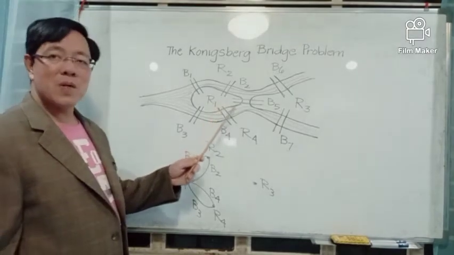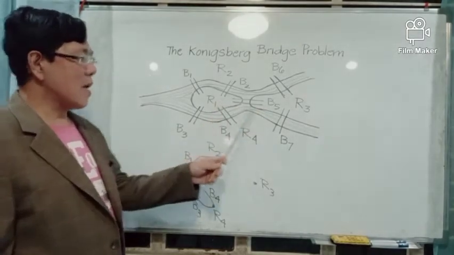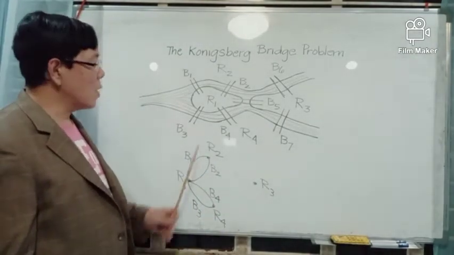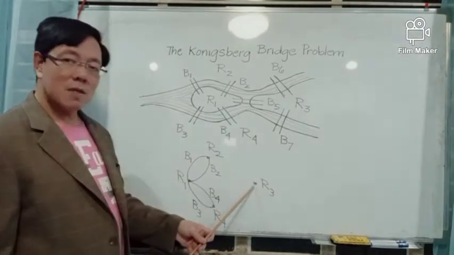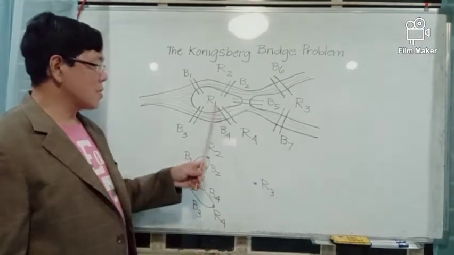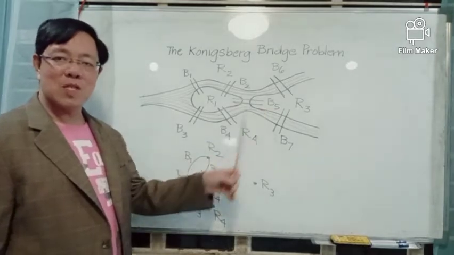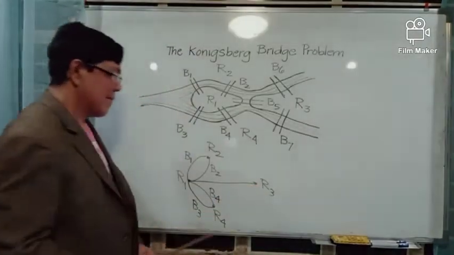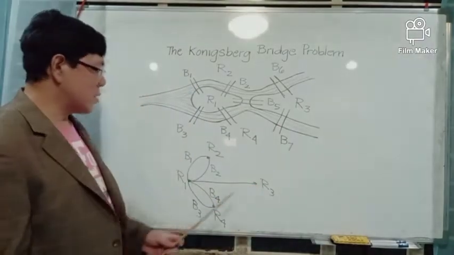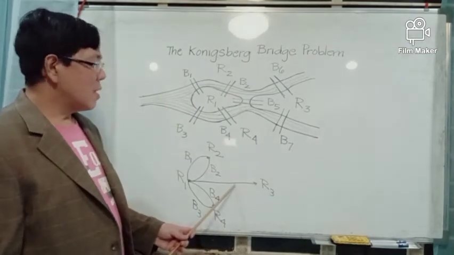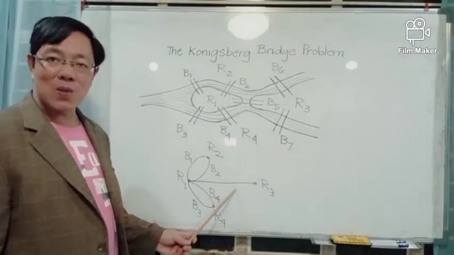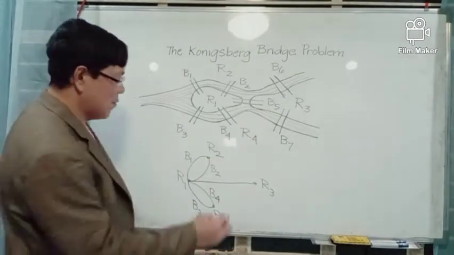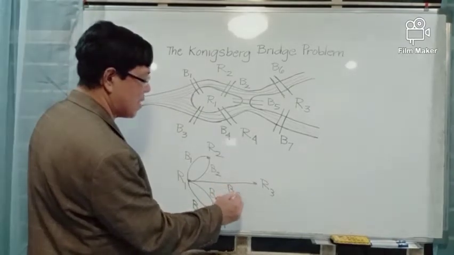Now, the fifth bridge links region 1 and region 3. In our graph, we connect vertices R1 and R3, representing the two regions connected by the bridge B5, which we represent by a line that goes from vertex R1 to vertex R3. And we denote this line or this edge as B5, for the fifth bridge.